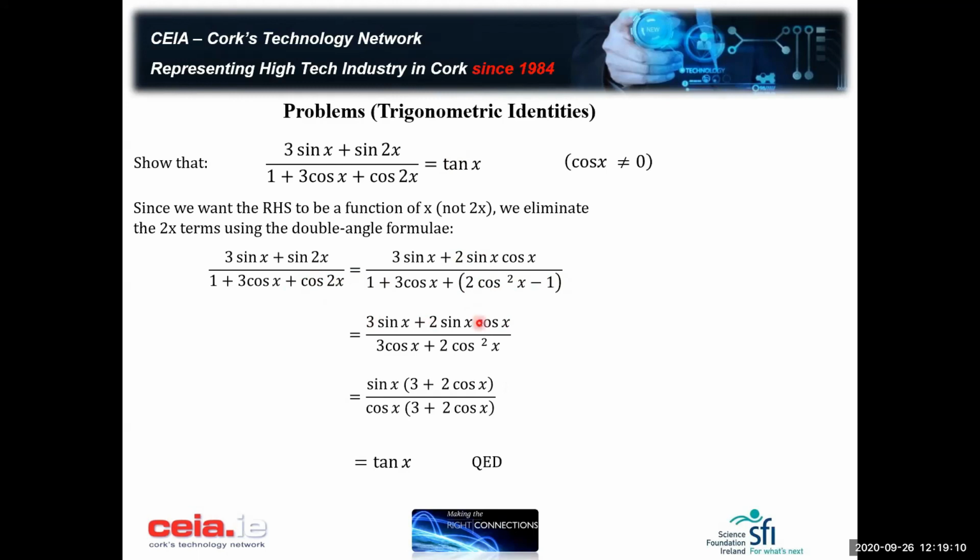And when you do that, you find we have a 3 sine x plus 2 sine x cosine x on top, which you can factorize, put out the sine x, and times 3 plus 2 cosine x. Similarly, you've got 3 cos x plus 2 cos squared x below the line, which you can factorize, take the cos x out, and 3 plus 2 cos x. And nicely, you get those second terms canceling, leaving you with sine x over cosine x. That's tan x, your result.